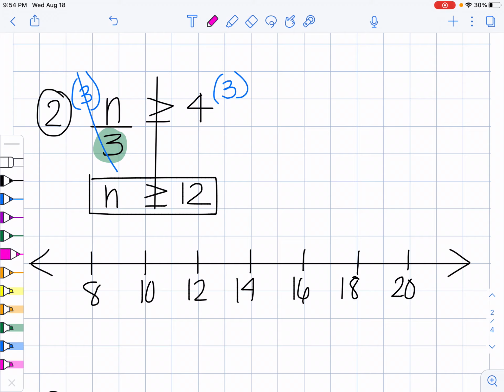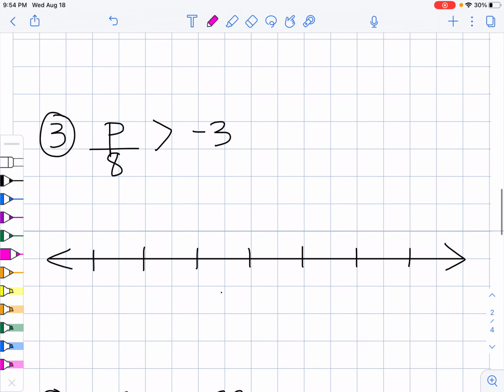I have a greater than or equal to, so that means I'm going to have a closed circle here. Greater than or equal to means bigger. All my bigger numbers are to the right-hand side. So I'm going to have a line that looks like this, and you can check with your arrow trick that I'm pointing to the right. Okay, next.